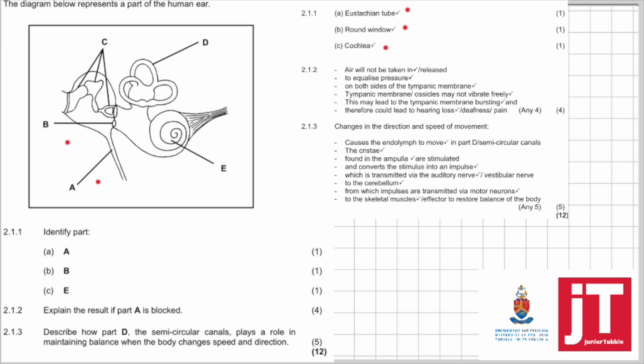2.1.2, explain the result if part A is blocked. So if the Eustachian tube is blocked, remember, you have to tell me what the function of the Eustachian tube is. So air will not be able to enter, and it will not be able to equalize pressure on either side of the tympanum.